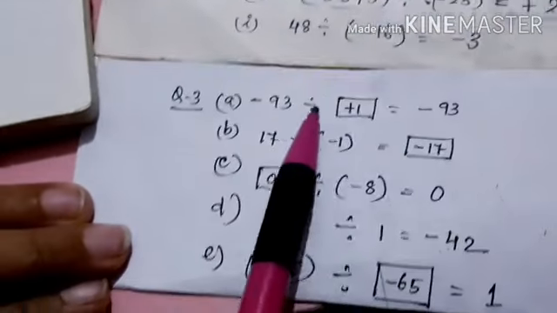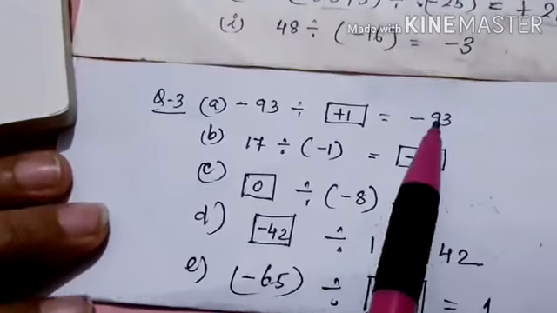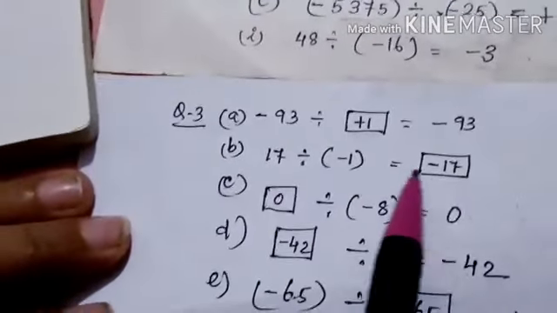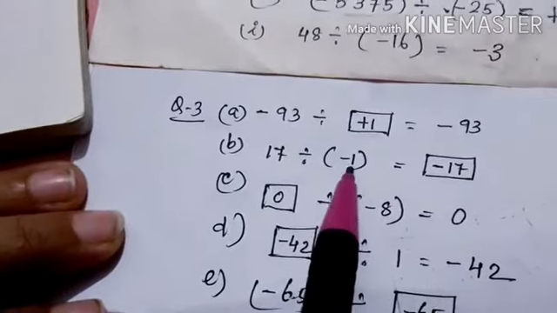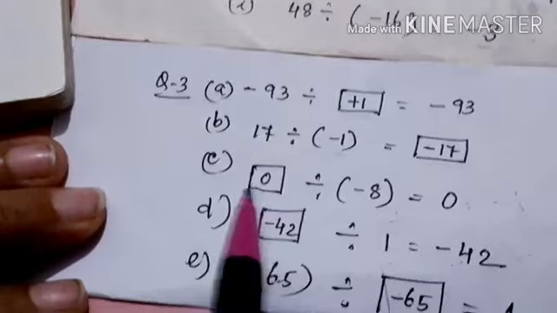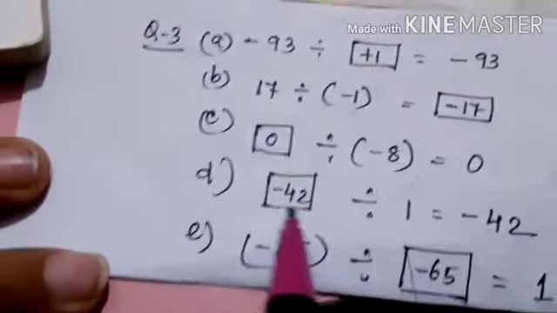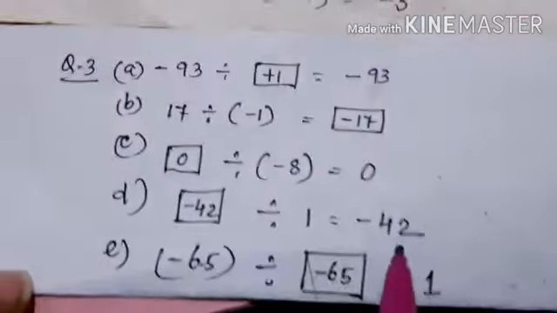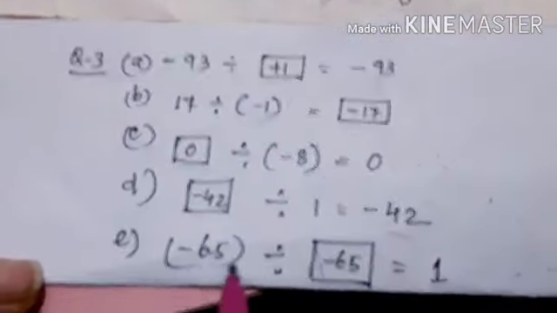Then question number 3. Fill in the following blanks. Minus 19 divided by dash is equal to minus 93. So this is plus 1. 17 divided by dash is equal to minus 17. You will put here minus 1. Dash divided by minus 8 is equal to 0. You know 0 divided by any number will be equal to 0. Then minus 42 divided by 1 is equal to minus 42. Minus 65 divided by dash is equal to 1, minus 65. Okay, this is all about the division in worksheet 7.